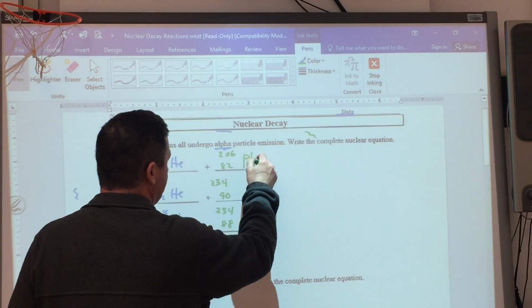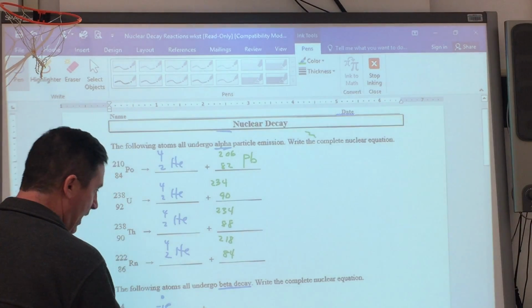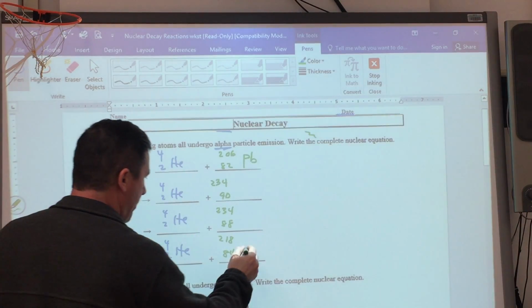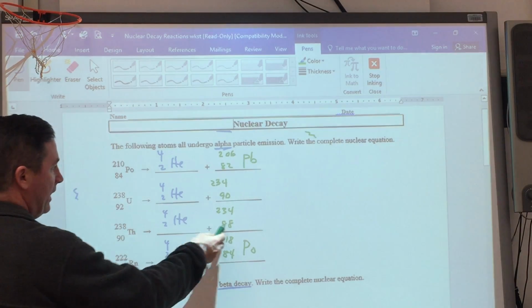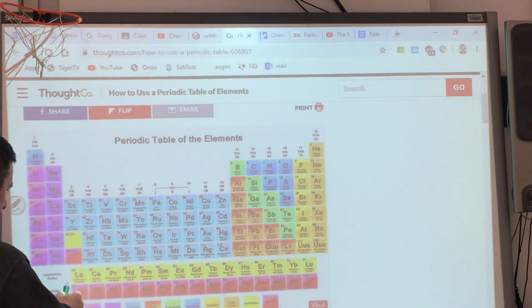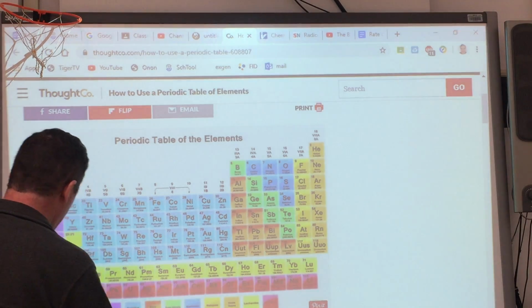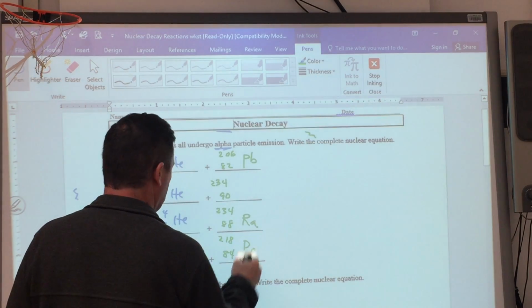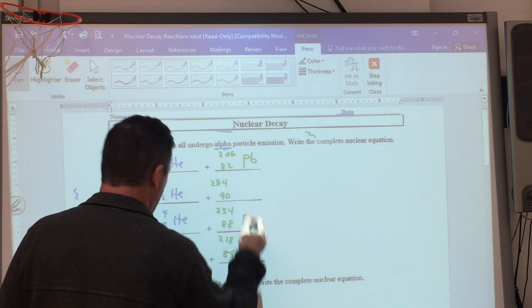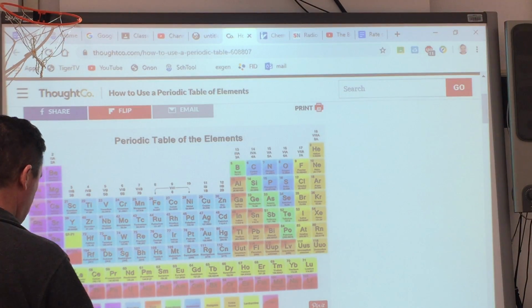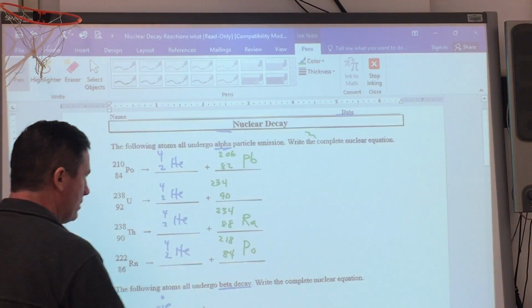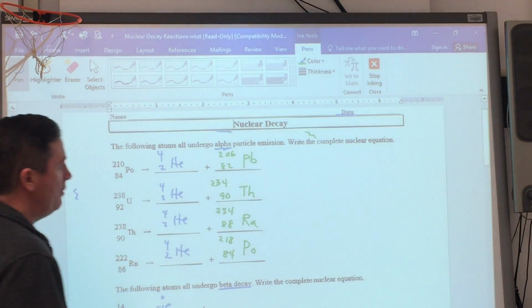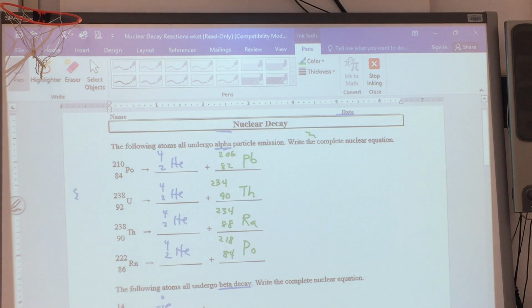82 is lead. 84, I forgot already. 84 is polonium. 88 is thorium, I believe. Nope, that's 90. 88 is radium. And 90 is uranium. Take that back. 90 is thorium. Okay, so hopefully I got those right. All right? Lead, thorium, radium, and polonium.